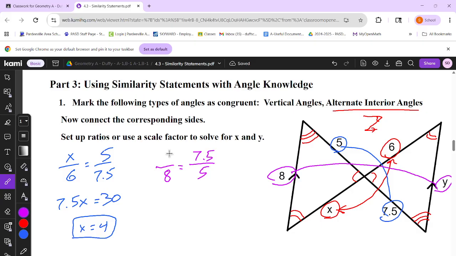Sorry, that's a bad y. That looks like a 4. Okay. And then we'll cross multiply. 5y equals whatever 7.5 times 8 is, which is 60. Divide by 5 on both sides. And y equals 12.